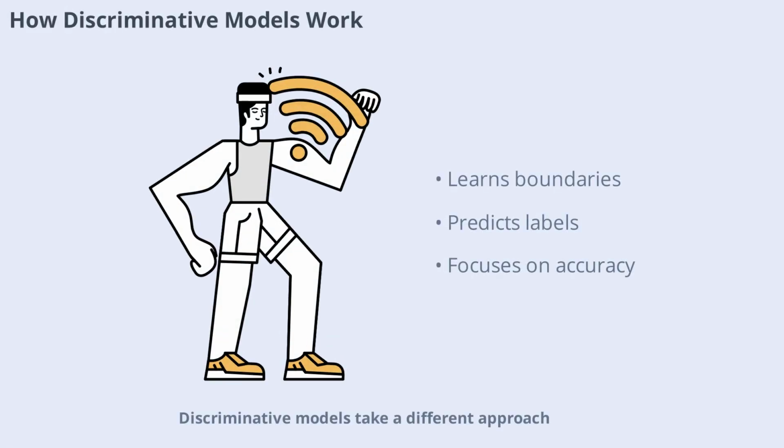Discriminative models take a different approach. Instead of modeling how data is generated, they focus on the boundaries that separate different classes. These models learn the conditional probability of a label given an input. For example, given an image, a discriminative model predicts whether it's a cat or a dog. The emphasis is on making precise distinctions, which makes discriminative models highly effective for classification and prediction tasks. Their strength lies in their accuracy and efficiency when it comes to sorting and labeling data.